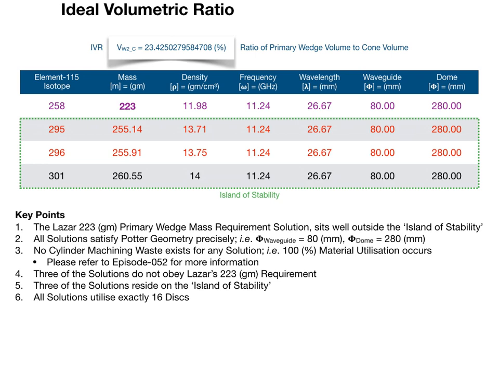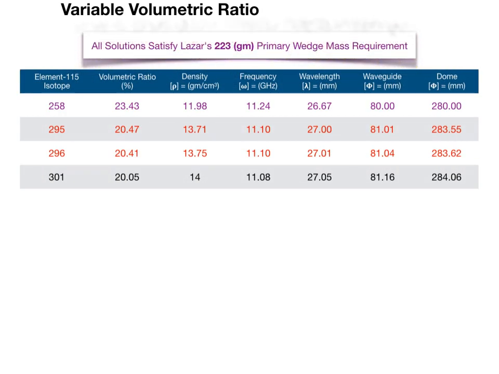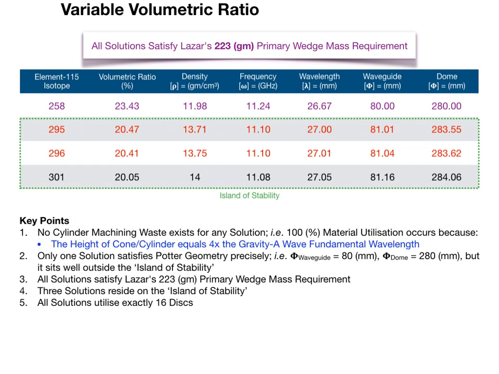Number 4, 3 of these solutions do not obey Lazar's 223 gram requirement. Number 5, 3 of these solutions reside on the island of stability. And number 6, all solutions utilise exactly 16 discs. When we break away from the ideal volumetric ratio and allow it to vary, it's easier to satisfy the Lazar primary wedge mass requirement of 223 grams. However, this comes at a cost.